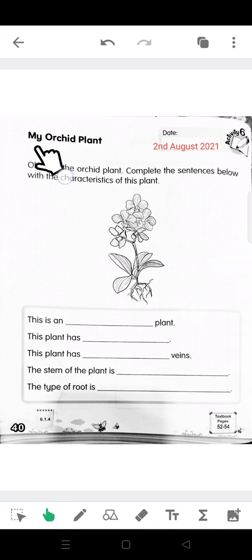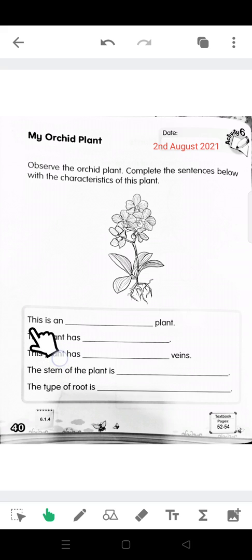Okay, let's read the title. My orchid plant. Let's read the instruction. Observe the orchid plant. Complete the sentences below with the characteristics of this plant. Okay, it's given here a diagram, a picture of an orchid plant. We are going to complete all these sentences about the characteristics of this plant.